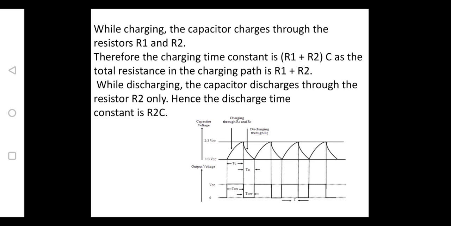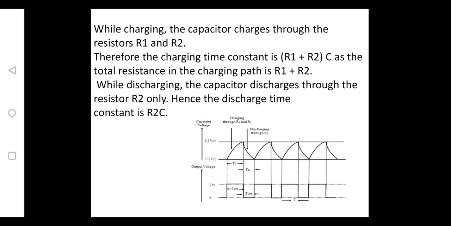So the capacitor is always charging in between two levels, that is 1 by 3 VCC to 2 by 3 VCC. The time taken for the capacitor to move from 1 by 3 VCC to 2 by 3 VCC is called the charging time. Similarly, the time taken for the capacitor to move from 2 by 3 VCC to 1 by 3 VCC is called the discharge time.